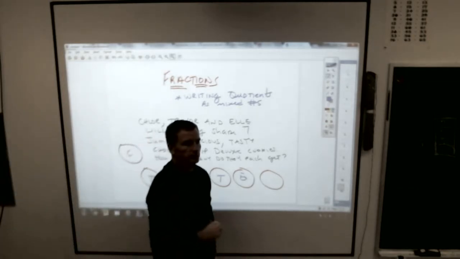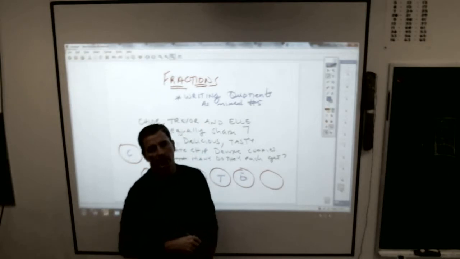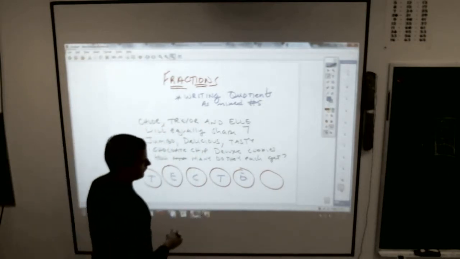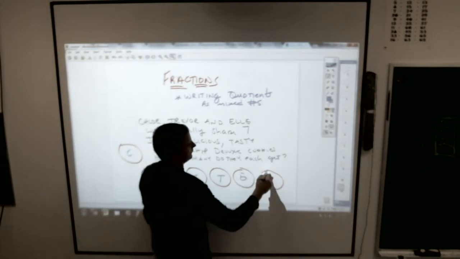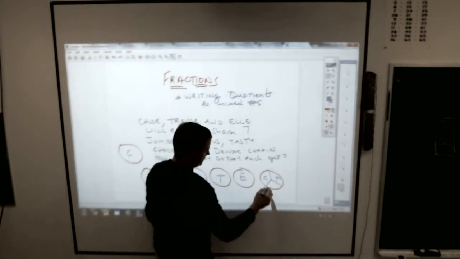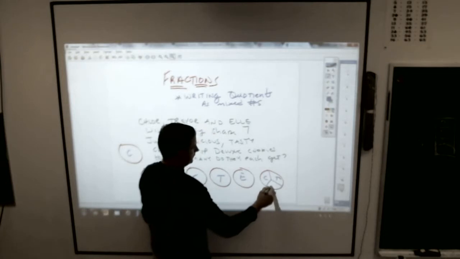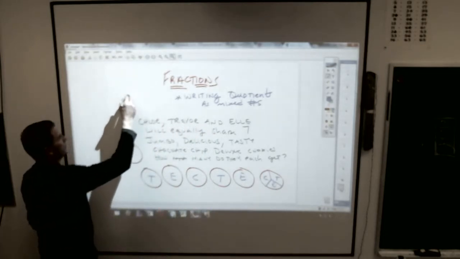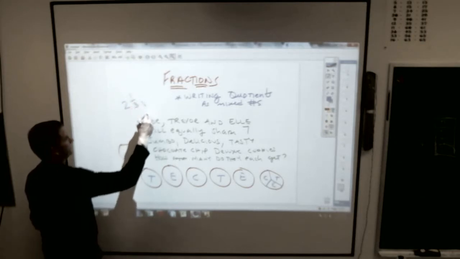How in the world do we get them? What's the equal way for them to do this here? Jonah? By splitting the last one into thirds. Yeah, you're going to have to cut this last one into thirds. And they each get 1 of those thirds. So the answer to the question, Chloe, Trevor, and Ellie, is 2 1/3 cookies.